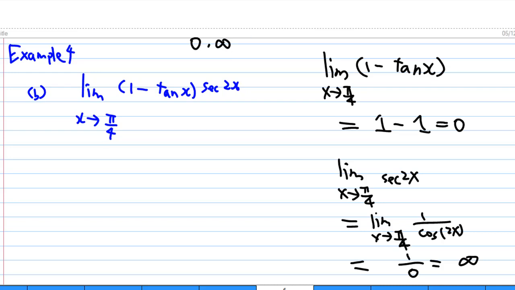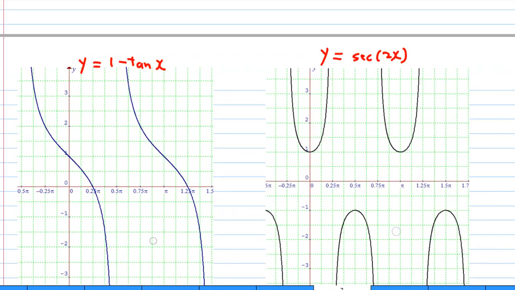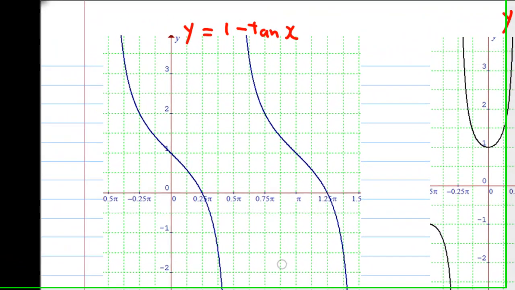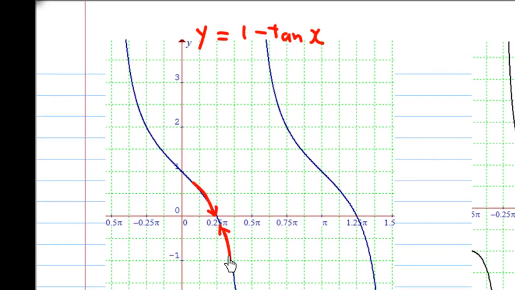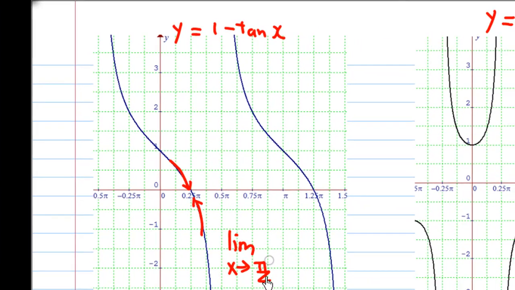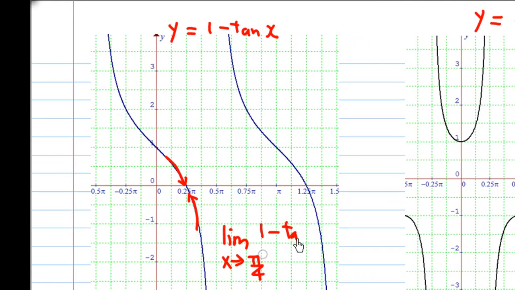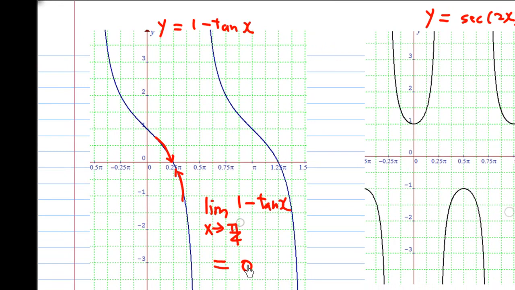Let's look at the graph of 1 minus tangent x. This is a graph of 1 minus tangent x. You'll see that when x approaches pi over 4, whether it's from the left or from the right, the y, which is 1 minus tangent x, will approach 0. So that is why the limit of 1 minus tangent x as x goes to pi over 4 is equal to 0.